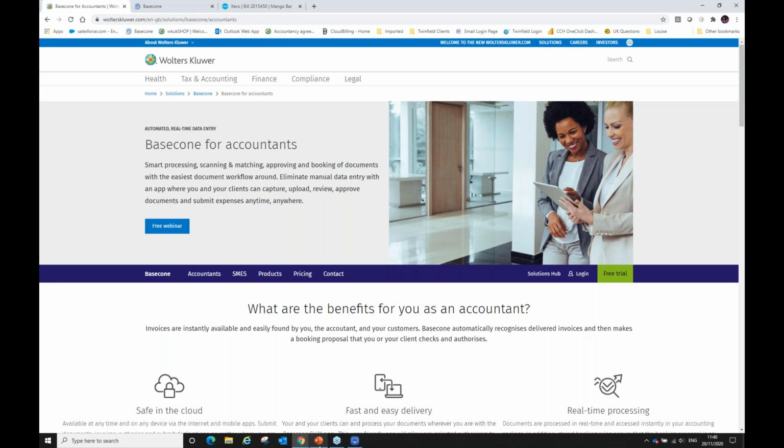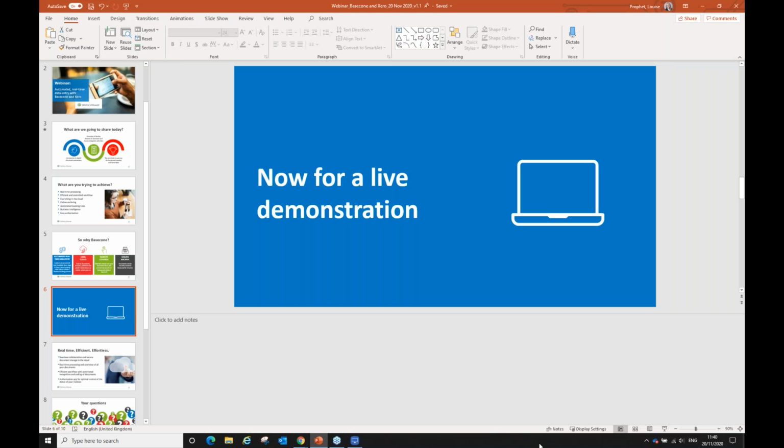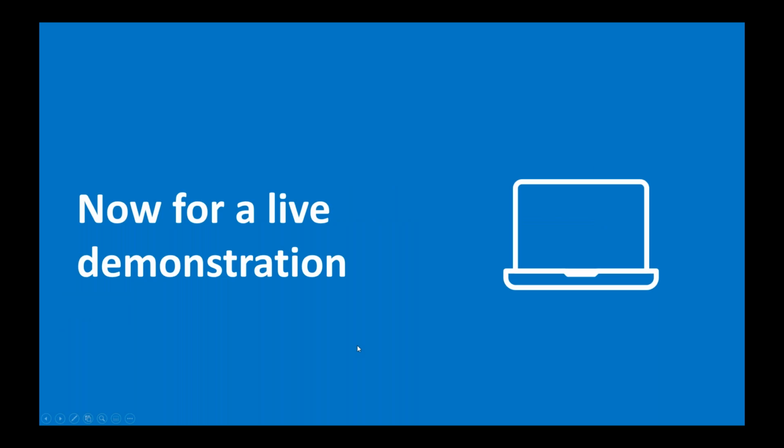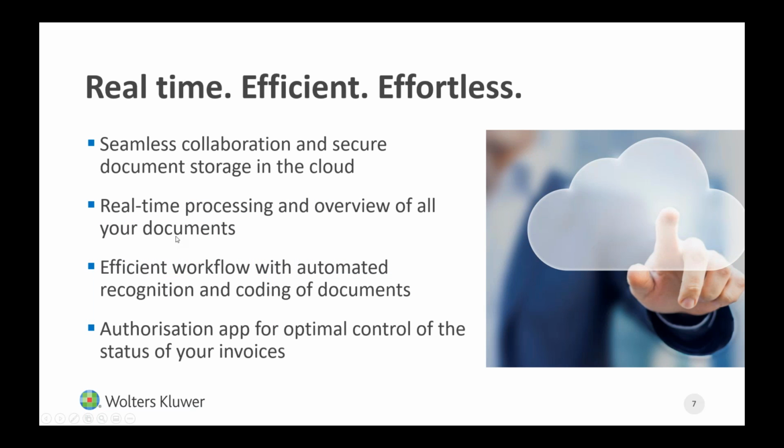So just to close before we get on to questions, I'm going to jump back in to the PowerPoint presentation and we'll just recap. So Basecone itself is real time, it's efficient, it's effortless, it works very closely with all of the rules that you've predefined and created within Xero. It gives you seamless collaboration and secure document storage in the cloud for 10 years. It's real-time processing, everything that we've seen today, including the little glitches between getting a mobile phone to share. It's real-time, it's live software. You've seen it being processed in real time today.